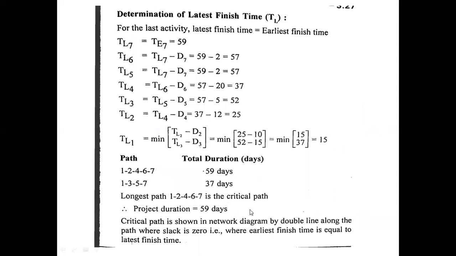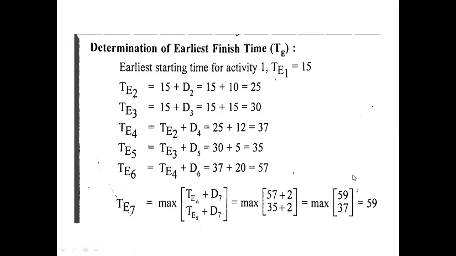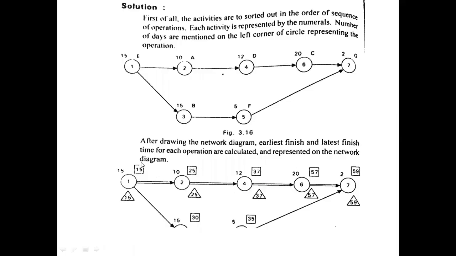With this, in the next session, first observe the critical path. See here, if you observe 1, 2, 4, 6, 7, this path is considered as a critical path because for all these activities, the latest finish time, which is represented in the triangle, and the earliest finish time, which is represented in the square, are both equal. That means for these activities, the slack is 0.